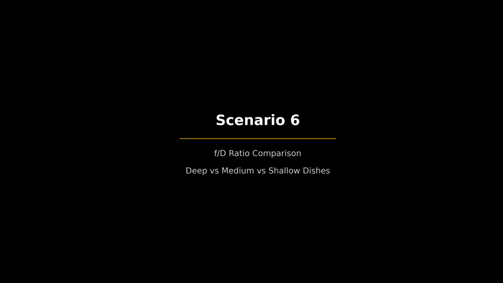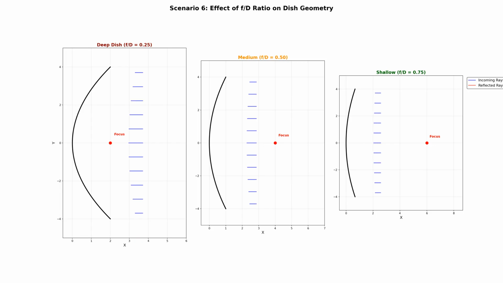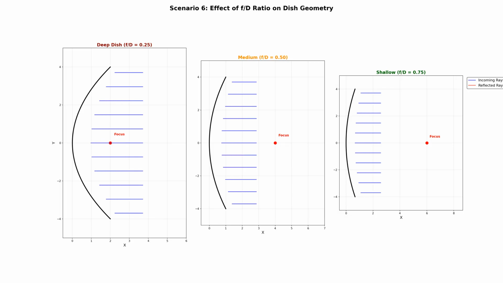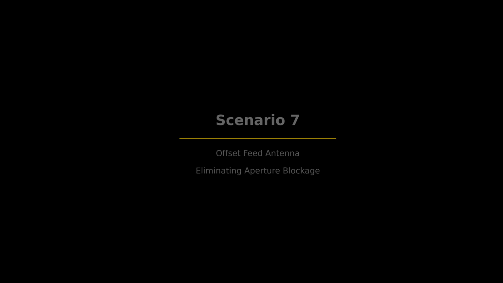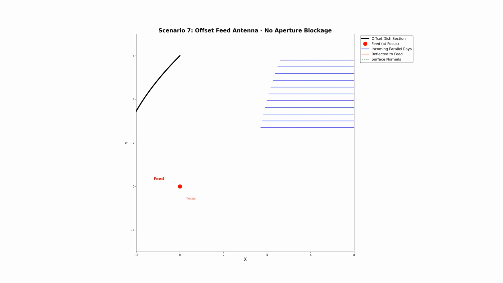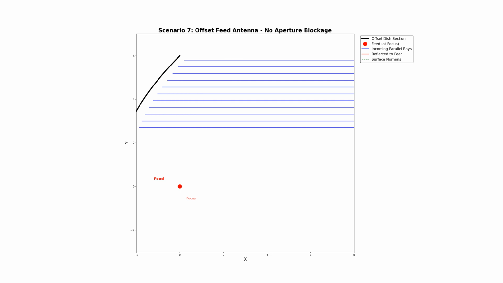The F/D ratio determines dish geometry. Deep dishes are compact. Shallow dishes offer easier feed access. Each design involves trade-offs. Offset designs use an asymmetric dish section, eliminating aperture blockage entirely for maximum efficiency.